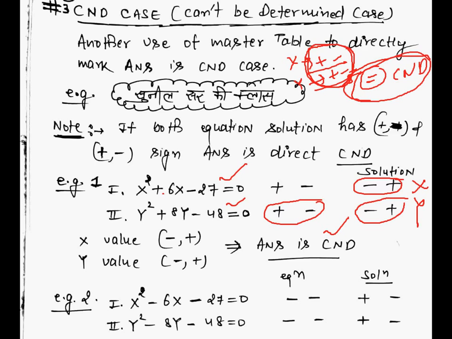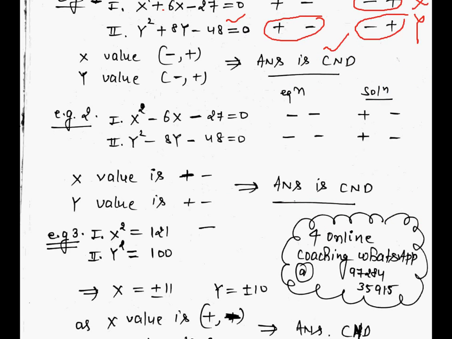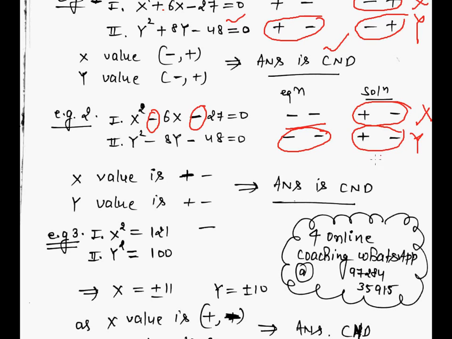Okay, let's see another example. Here the value of b is minus and c is minus. The value of x is plus and minus. Same in the next; by the master table you can see its solution is plus and minus. The x value is plus as well as minus. The y value is also plus as well as minus. So whenever we see something like this, plus minus, the answer is C and D cannot be determined.